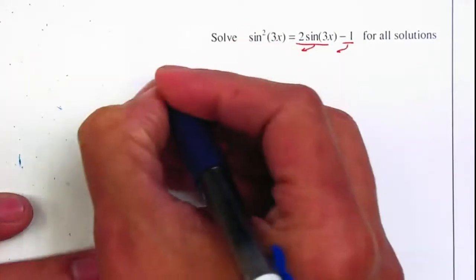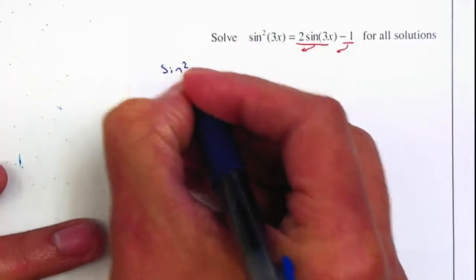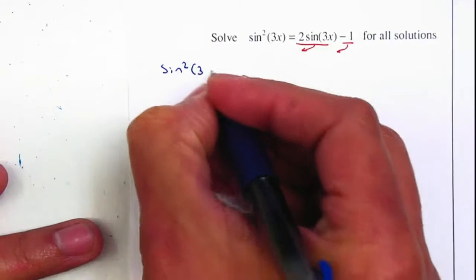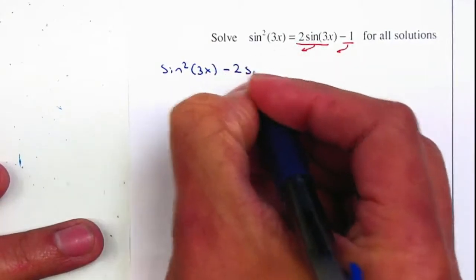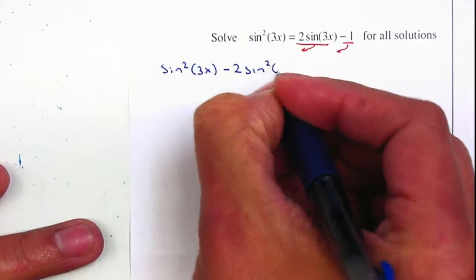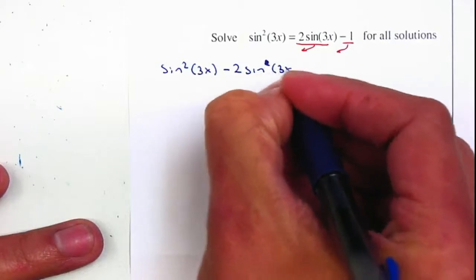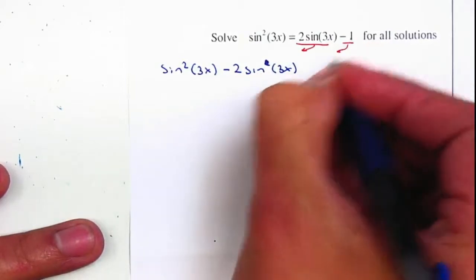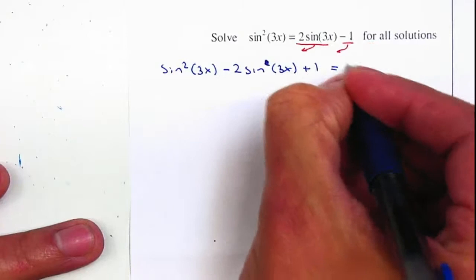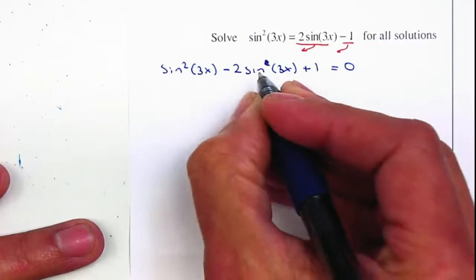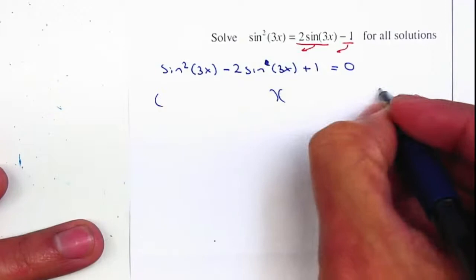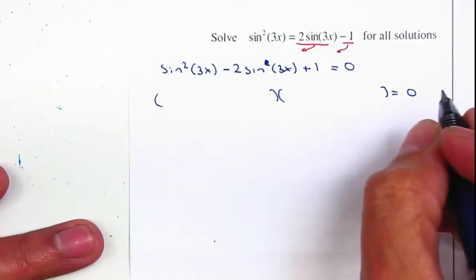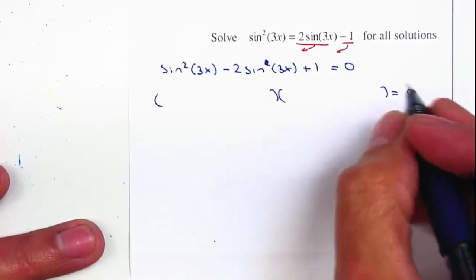First I'm going to write down my sine square. So sine square of 3x. That's a positive, becomes a negative 2 sine of 3x. There's no square. And that becomes a positive 1, equal to 0. Now that it's equal to 0, I can go ahead and see if I can factor it. If I'm not able to factor it, then I have to use the quadratic formula.